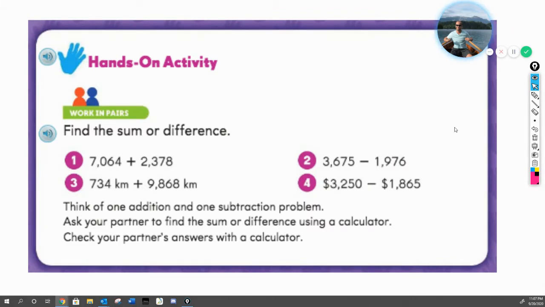If you have a partner, this is something you can either do with a partner at home, or if your teacher is able to set up a Google Meet partnership. I'm not sure if we'll have that ability at the time, but you can work with a partner of some sort to use your calculator to solve these 4 problems here. And then when done, you can think of one addition and one subtraction problem, and you can solve those for each other. So pause me, take a few moments to go through these. Hopefully it shouldn't take too long, and then resume when you're ready.